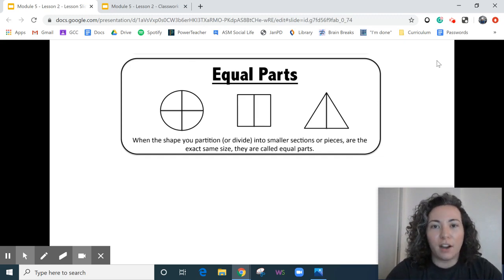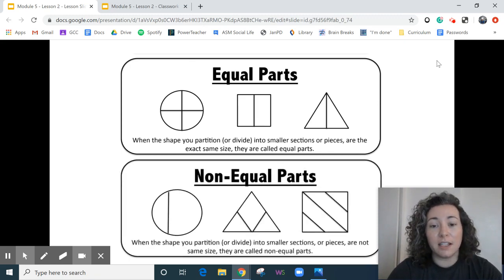In contrast, non-equal parts is when they're not equal, when the shape you partition or divide into smaller sections are not the same size. They're called non-equal parts. So when we're talking about fractions, we're always talking about equal parts where the unit fraction, or 1 over however many parts you split it into, are the same exact size.